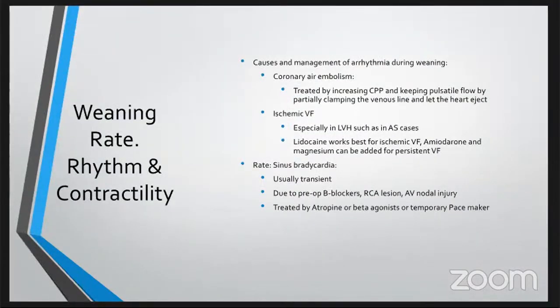For causes and management of arrhythmia during weaning, in case of coronary air embolism, it's usually treated by increasing the coronary perfusion pressure and by keeping a pulse of air flow by partially clamping the venous line and letting the heart eject. For ischemic VF, especially in case of LVH, such as in severe AS cases, lidocaine works best, and amiodarone and magnesium can be added for persistent VF. And if the rate shows bradycardia, it's usually transient, but may be caused by pre-op use of beta blocker, an RCA lesion, or AV nodal injury during the procedure, and it's treated by atropine or beta agonist or a temporary pacemaker.